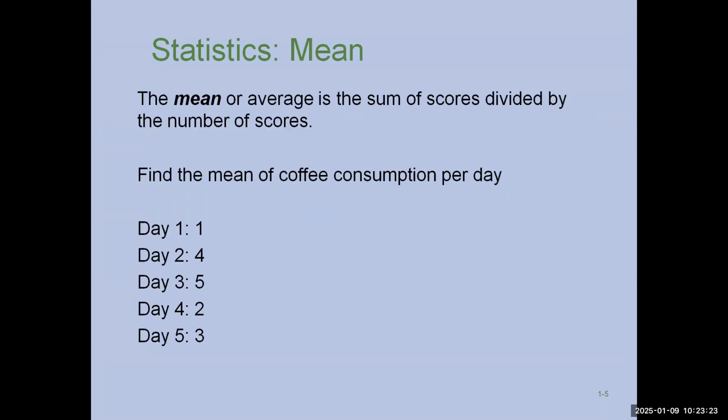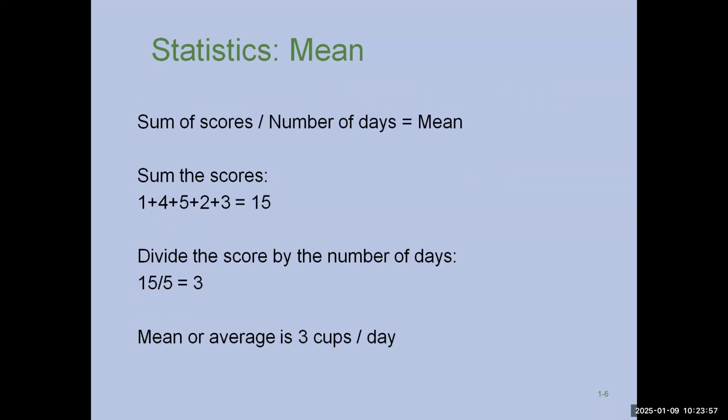For example, all of you know how to calculate the mean. How do you find the mean of coffee consumption per day? First day, second day, third day, fourth day, and fifth day. Did consumption increase as the days increased? Or is there any relation between the consumption and the day? So we need to find the mean value.